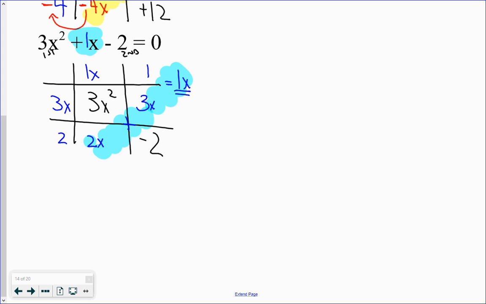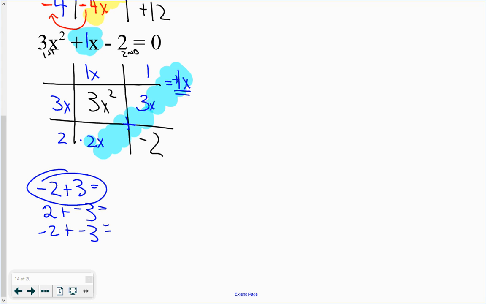So if you want to do it on your calculator, your choices are negative 2 plus 3, 2 plus negative 3, negative 2 plus negative 3. Which one gives you out the positive 1? Well, it's this one. So I'm going to make the 2 negative. So my brackets are x plus 1 and 3x minus 2.